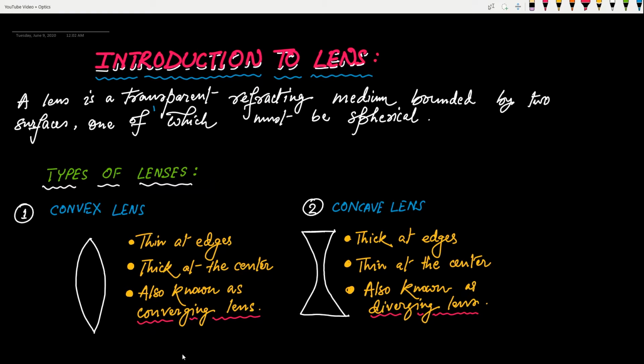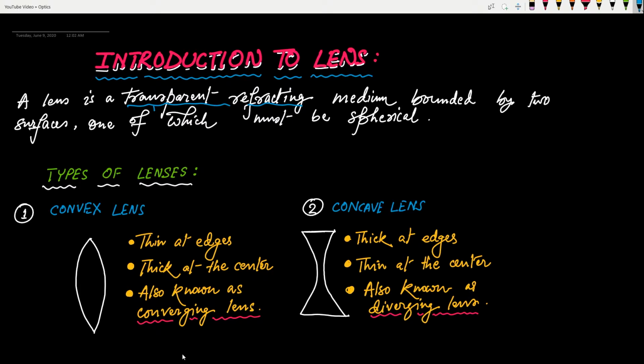Okay, now let's start our study on the concept of lens. Let's start with our definition. A lens is a transparent refracting medium bounded by two surfaces, one of which must be spherical. A very straightforward definition. Now, it has to be transparent because if the medium is not transparent, then there will be no refraction, and there should be two bound surfaces, one of which should be spherical.